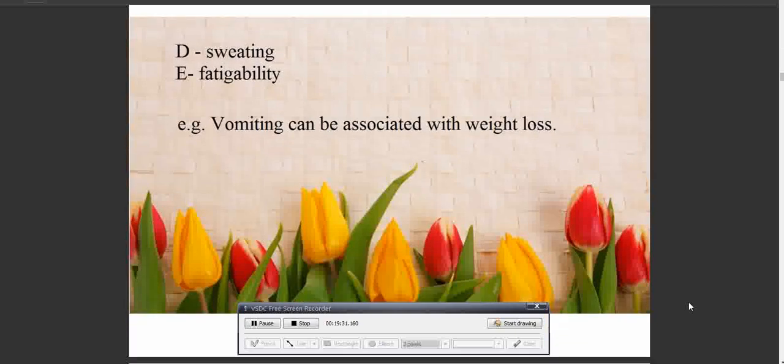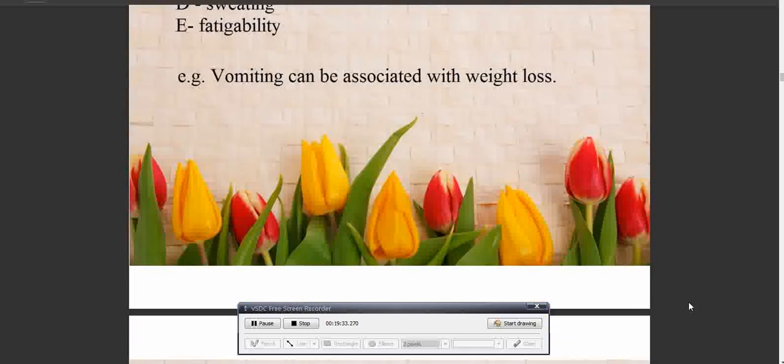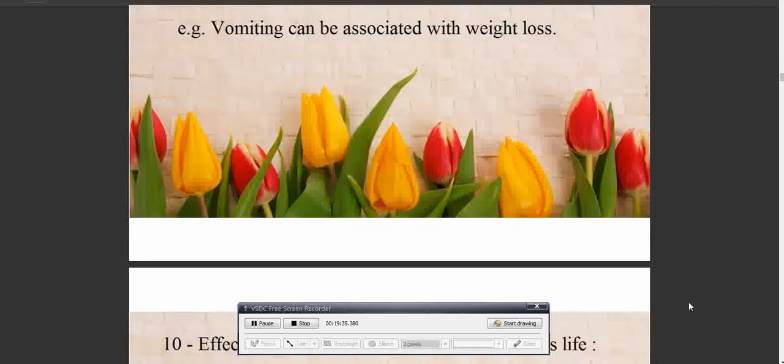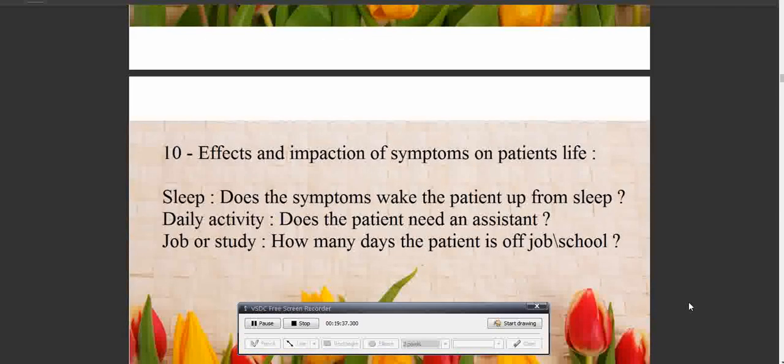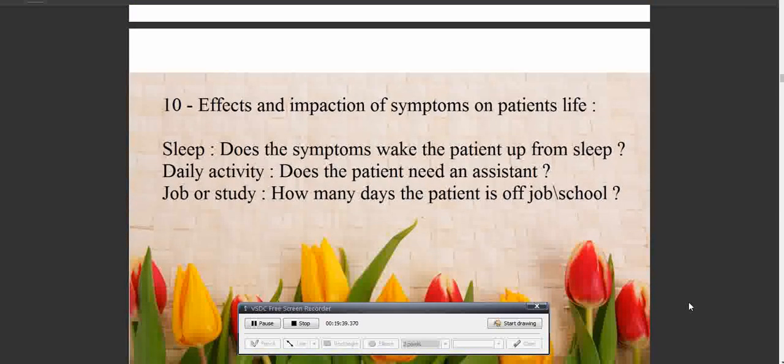You can still talk about sweating, fatigability. Then effects and impact of symptoms on the patient's life. Talk about if you are used to travelling by foot, how often do you now travel after the scenario? If the patient had trauma and the hand is fractured, you can consider asking, do you write nowadays as you used to before, so that you can at least conclude on the effects and impact of symptoms on the patient's life.